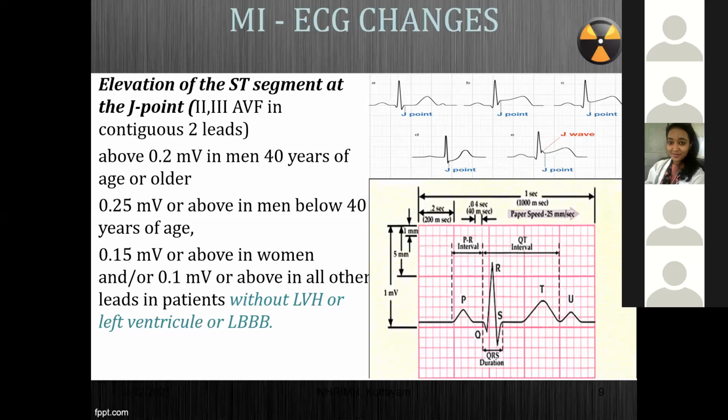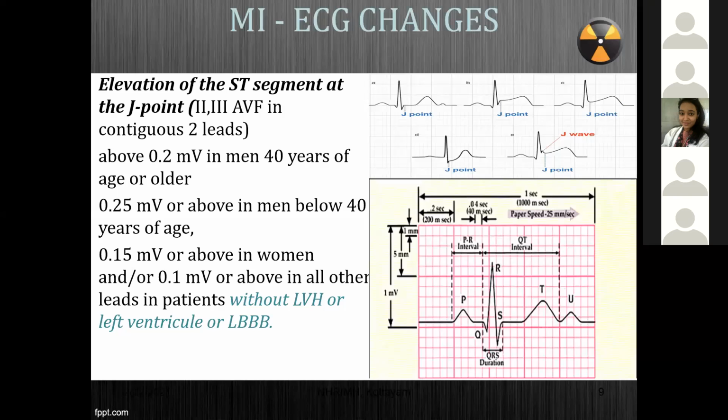ST elevation means above 0.2 millivolts in men 40 years of age or older, or 0.25 millivolts or above in men below 40 years of age. This is one of the standard definitions for MI based on ECG changes. I can say 1 or 2 small squares, 1 mm. In the side ECG graph, I have shown you 1 millivolt is 10 squares. 0.1 means 1 small square, 0.2 means 2 small squares. So nearly 1 to 2 small squares, if the ST segment is elevated, that's enough.